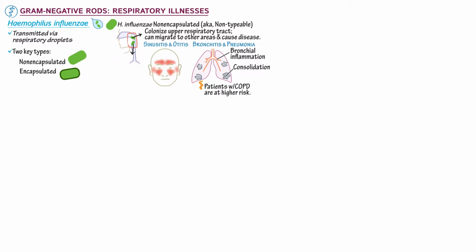Write that patients with chronic obstructive pulmonary disease, COPD, are at especially high risk of pneumonia from Haemophilus influenzae migration. Then indicate that encapsulated Haemophilus influenzae, especially type B, causes serious life-threatening infections in unvaccinated children.